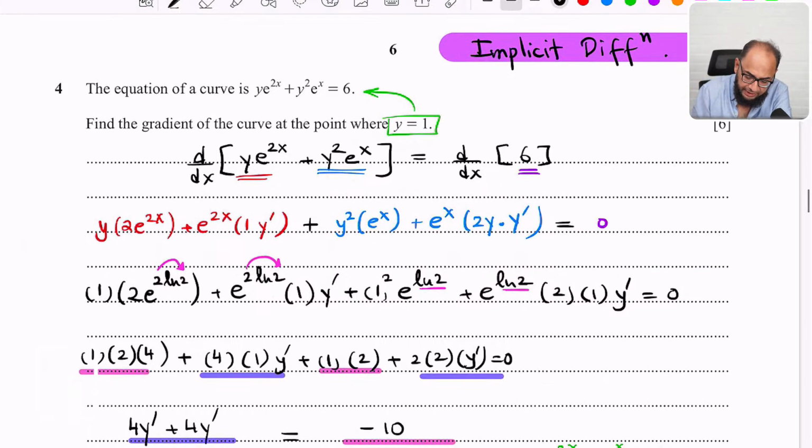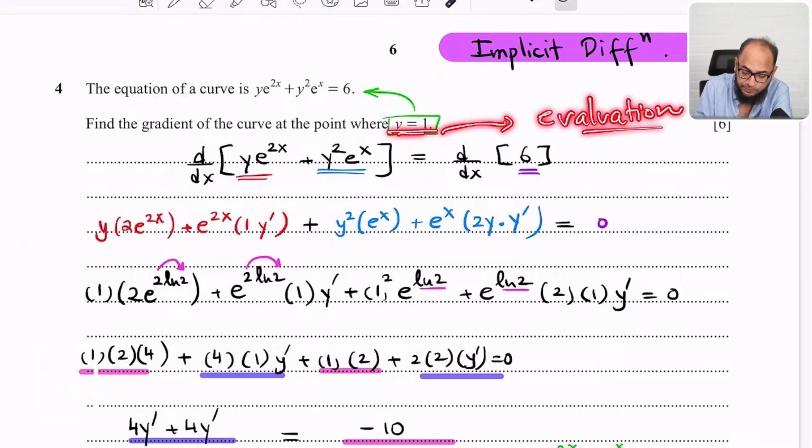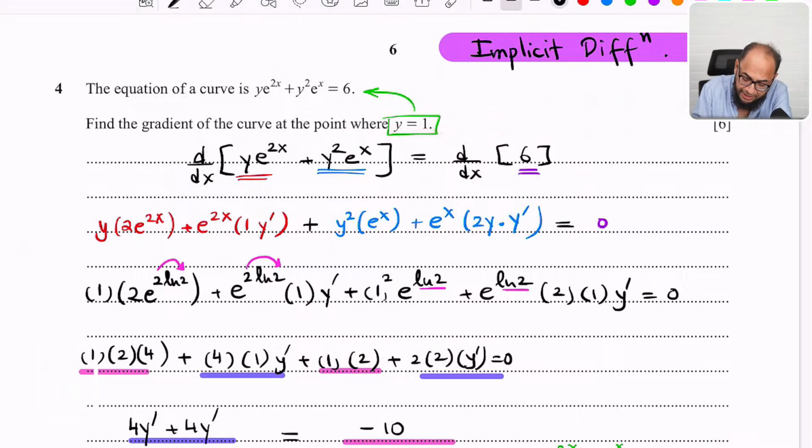Okay, so now the question says, the equation of a curve is y e raised to the power of 2x, plus y squared e to the x, equals 6. What is the concept? Differentiate both sides with respect to x. Two things are multiplying over here. Things is a layman's term for two functions of x or y multiplying with each other. And then it says find the gradient at the point where y equals 1. So we are interested in evaluation rather than an expression. Keep that in mind.